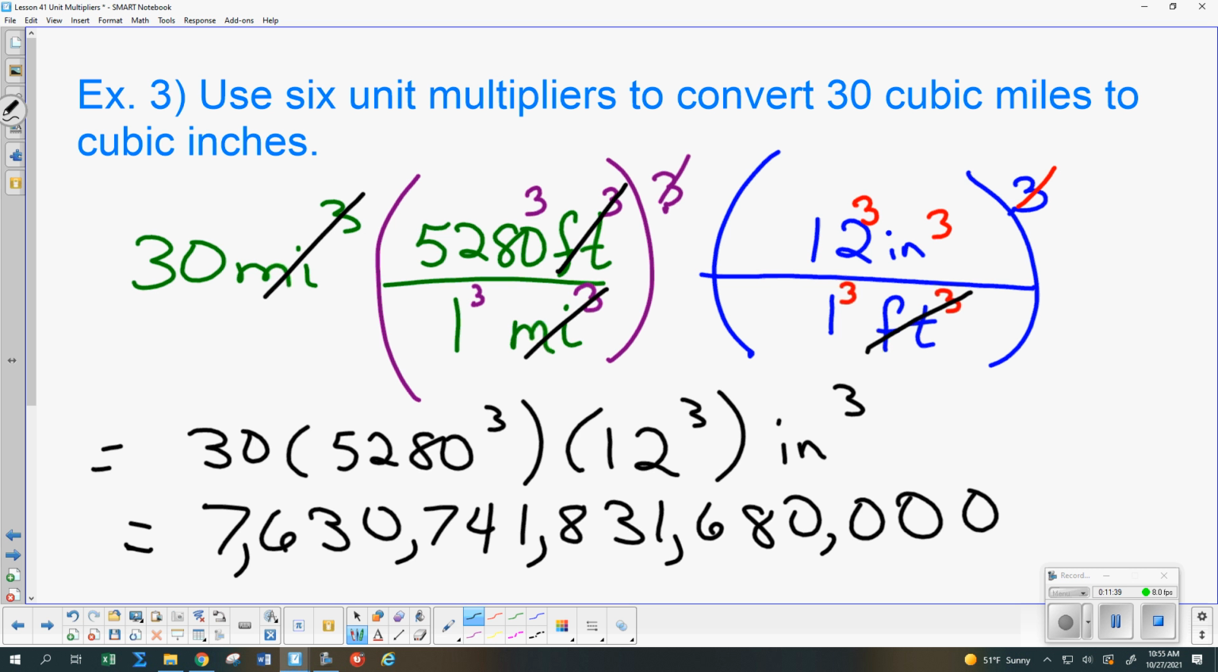We think, I'm in. Give this to me in scientific notation. So 7.631 times 10 to the 15th. Depending on your settings, you may have seen that. I would accept either, and it's inches cubed either way. Okay with that?